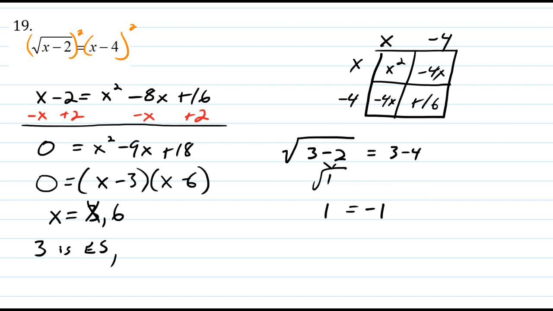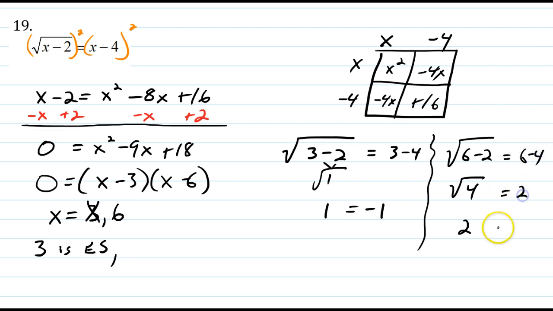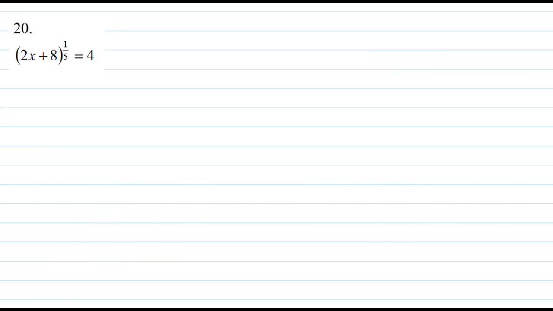So now let's look at 6. So 6 minus 2 gives us 4. Square root of 4 is 2. 6 minus 4 gives us 2. So 2 does equal 2. So 3 is an extraneous solution, and x equals 6 is the solution.